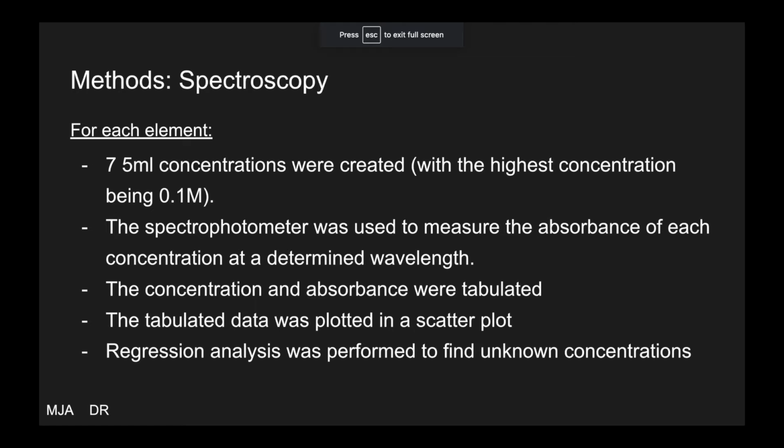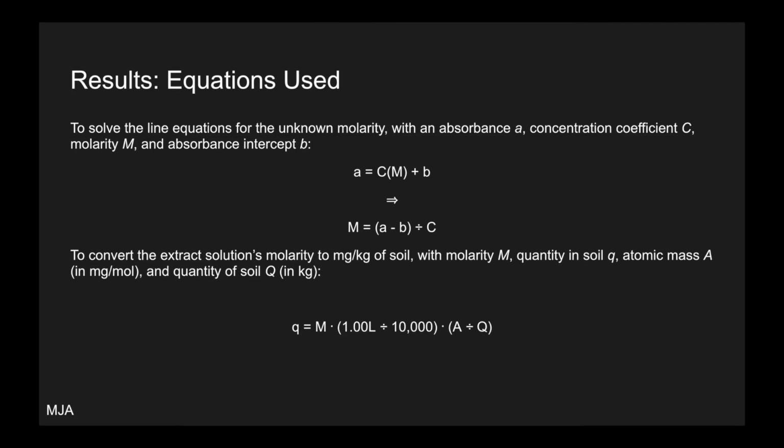A graph of absorbance versus concentration was constructed, and a line of best fit was drawn in order to produce an equation relating absorbance and concentration. This process was repeated for each element. Here, we have the derived equations used to find the unknown concentrations in molarity and their equivalents in milligrams per kilogram, respectively. The linear equation relating absorbance and molarity was found using a spreadsheet software.